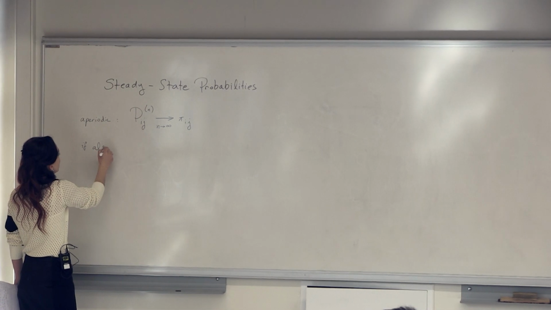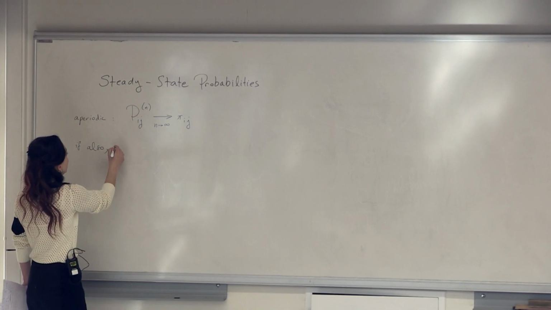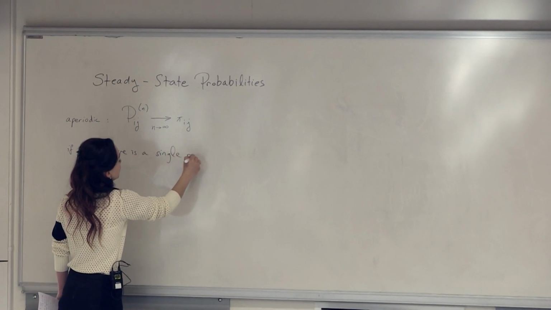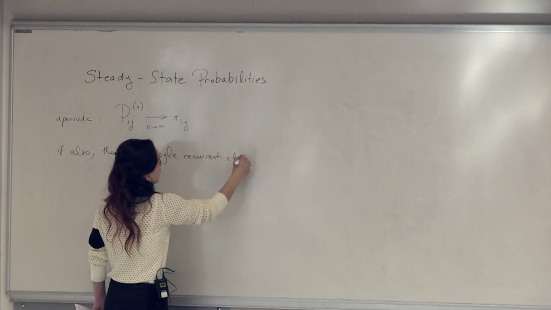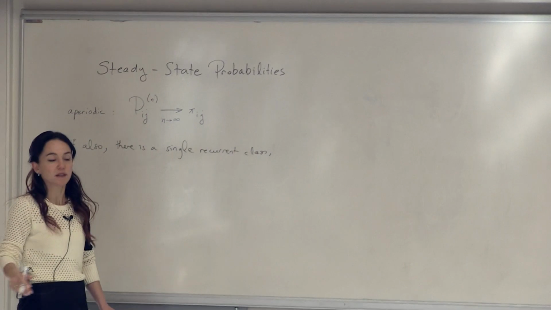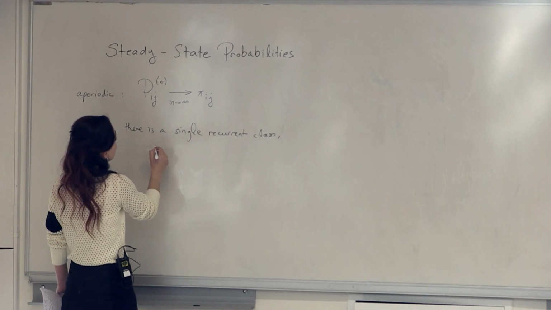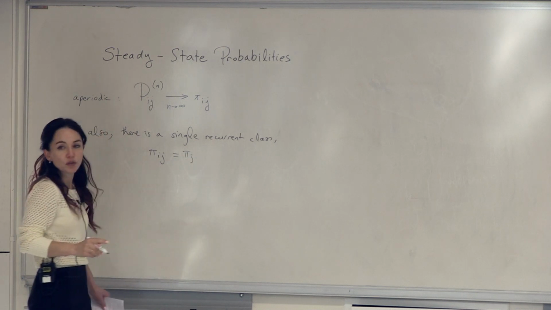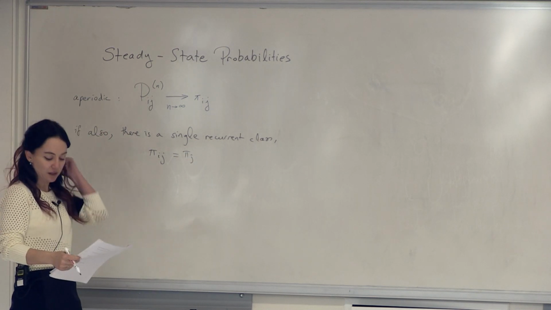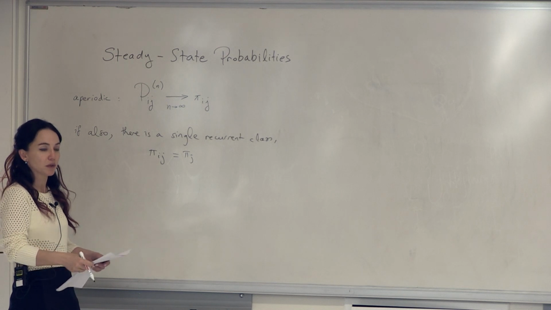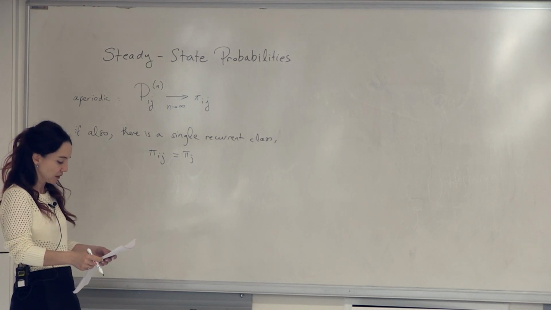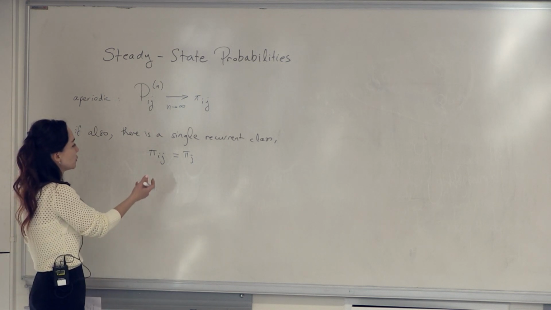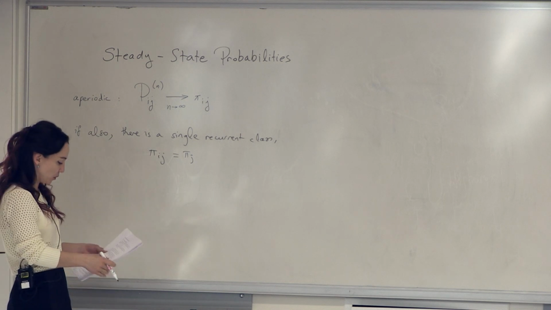Moreover, if also there is a single recurrent class, and possibly some transient states, we've seen that these numbers, pi_ij, do not depend on i. So let's try to explore this today, and then maybe we can write a formal theorem that shows us a way to compute these probabilities.